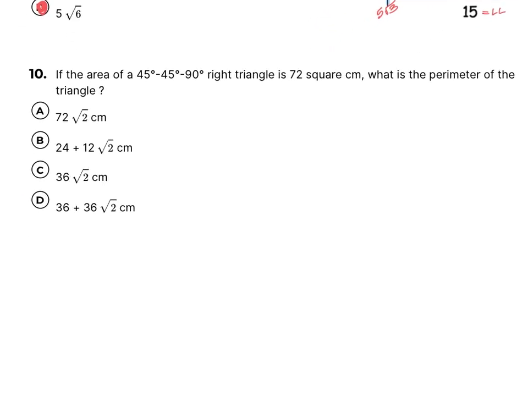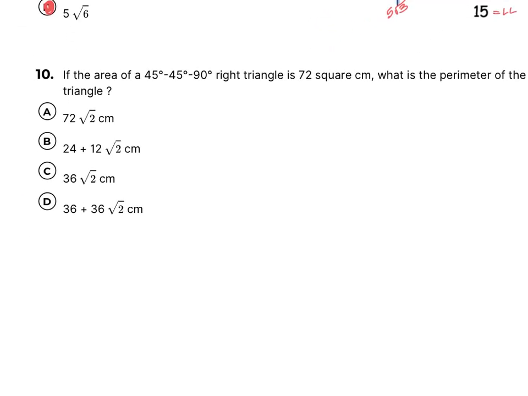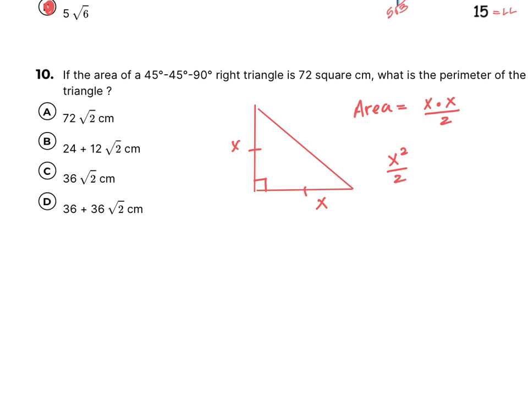Now for number 10, they're saying that the area of a 45, 45, 90 degree triangle is 72, and they want the perimeter of this triangle. Now remember that in a 45, 45, 90, the legs are equal to each other. So if this is x and this is x, the base is x and the height is x. And the area of a triangle is base times height divided by 2. So x squared divided by 2 in this case, because the base and the height are equal to each other, and x times x is x squared.